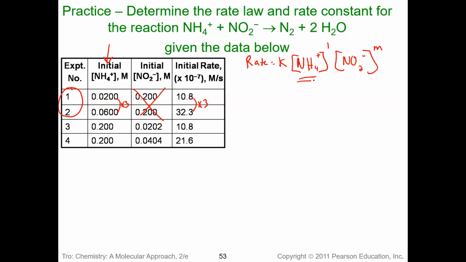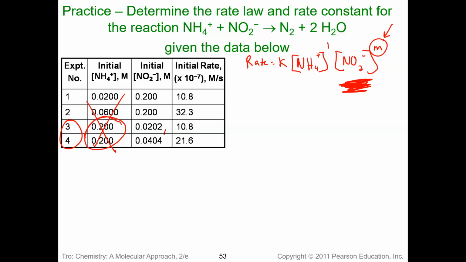Okay, the next one. Now we want to keep this the same, but change NO2. So here we're going to look for this one to not change. Well, it's our only option, isn't it? It's the only one that is the same. So we're going to have to look at 3 and 4, because we want this to be the same. When figuring out the order of this reaction, we only want that reactant to change. We don't want any other reactant to change. So we look here at what happened.